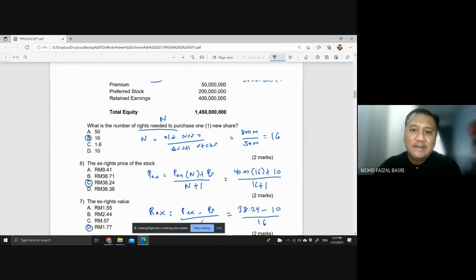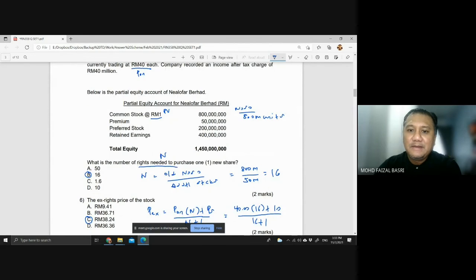Okay, original 800 million. And then there is an addition of new stocks, 50 million. So there will be 850 million units. The par value does not change, always RM1. So 850 times RM1 is 850 million.